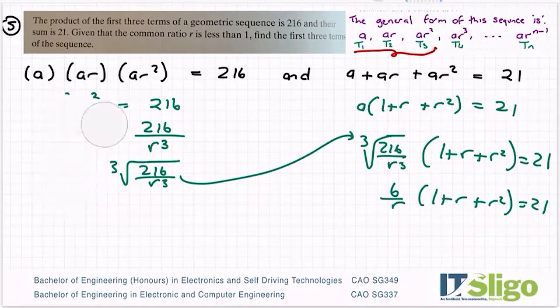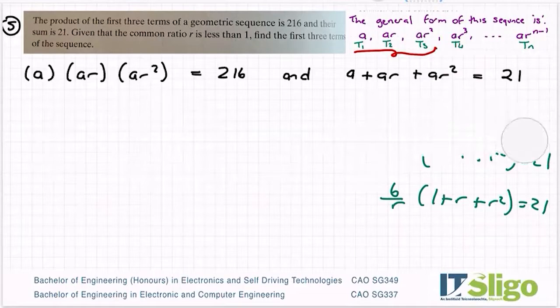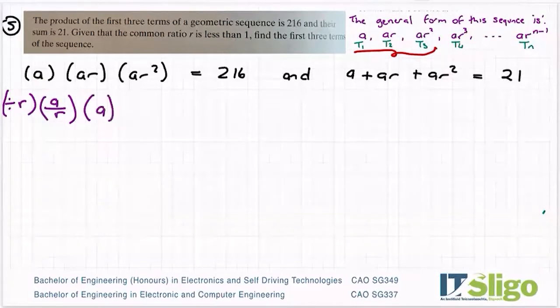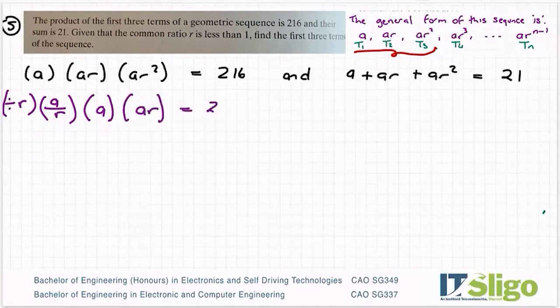Now, there's another way of doing this that I just want to show you, for something different. It's as follows. Let's divide across here by r, and let me show you what happens. The first term then becomes a over r. The second term becomes a. And the third term becomes ar. And it's again equal to 216. So all we've done is literally divided our first three terms by r.